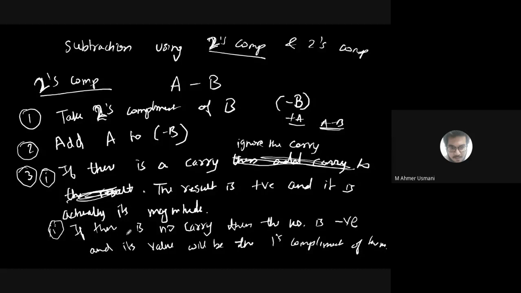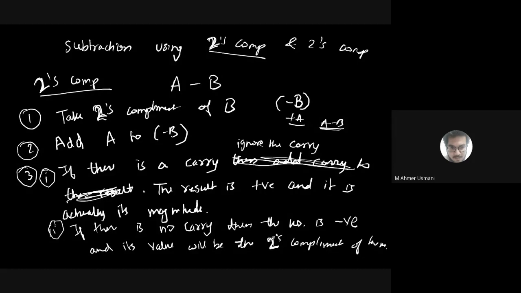Second part is, if there is no carry, then the number is negative and its value will be, instead of 1's complement, the 2's complement of the number. So this is the only change that is supposed to be there. Is it clear? I'll repeat again.